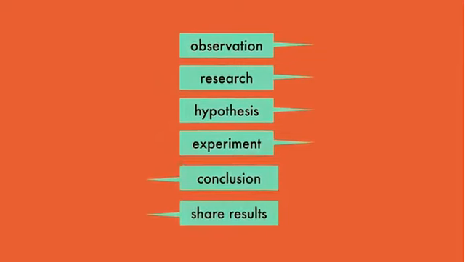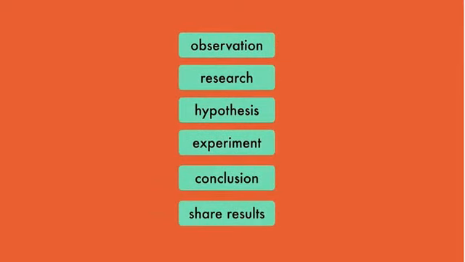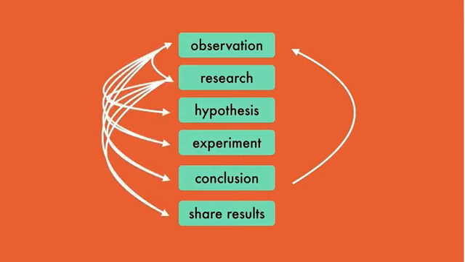These are the steps of the scientific method: observation, research, hypothesis, experiment, conclusion, and share results. You can go back and repeat these steps at any time, especially if the results were not what you expected. Observations and research are an ongoing thing. Science is a continually ongoing process. Let's look at each step.